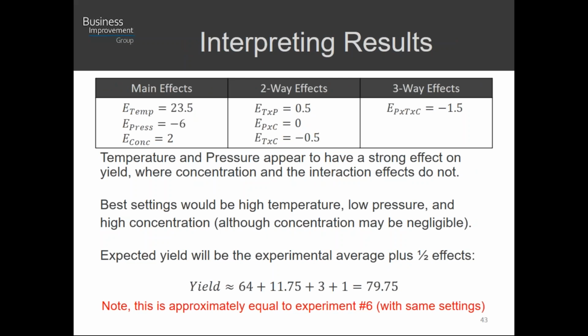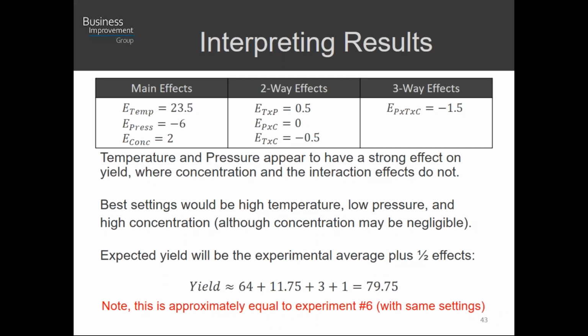In the end, temperature and pressure appear to have a strong effect on the yield, for concentration not so much. We look at the main effects. We see that temperature has a positive effect, right? So if I increase temperature, I can increase yield by 23%.